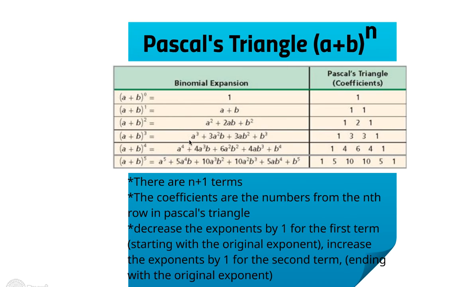If you see here, there's secretly a 1 in front of the a to the third. There's secretly a 3 in front of the next term. There's a 3 in front of the next one, not really secretly. There is a 3 in front of my next term. And finally, there's secretly a 1 in front of my last term.